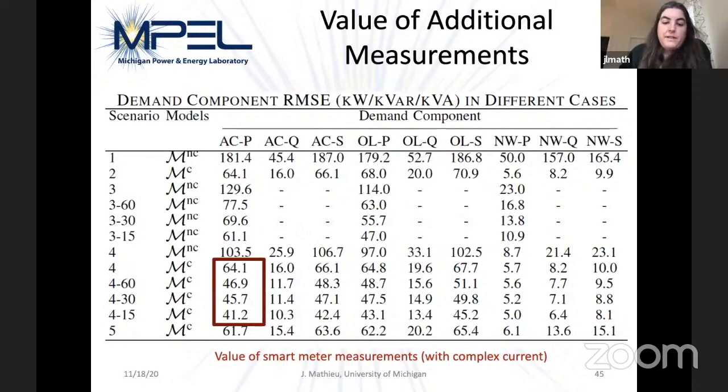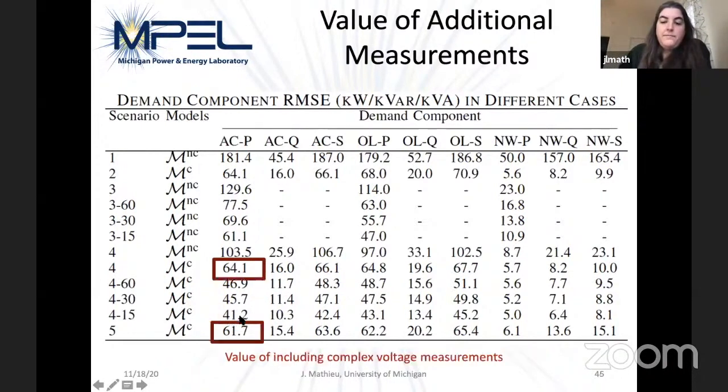And here's the value of smart meter measurements when you additionally are using the complex current measured at the substation. So you can see that with complex current plus smart meter measurements, you can do very, very well. And if those measurements are coming at 15-minute intervals instead of at 60, you can do much better. And that's sort of the best you can do in this setting that we investigated.